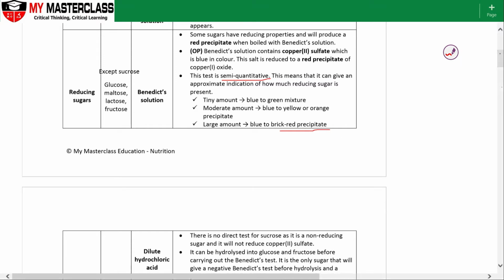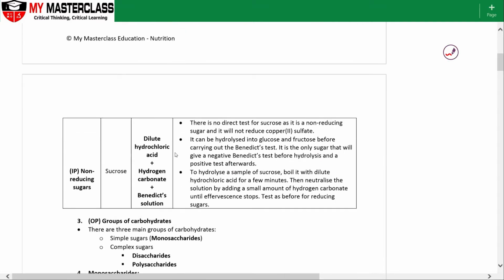Now for IP students, you will be doing the test for sucrose, which is a non-reducing sugar. So we can't use the Benedict's test. In this case, you will be using hydrochloric acid, hydrogen carbonate, and finally the Benedict solution. Over here, you hydrolyze the sucrose into the 2 different types of monosaccharides, glucose and fructose. Glucose and fructose come together to form your sucrose. Once it is hydrolyzed into these 2, then it can be used for the Benedict test.